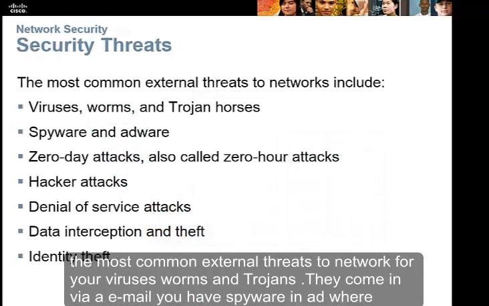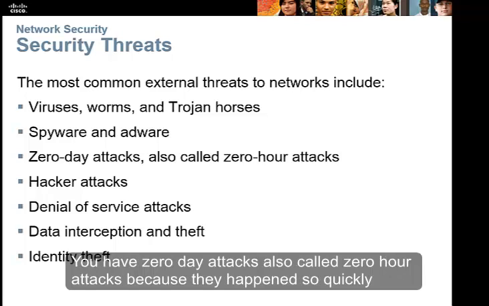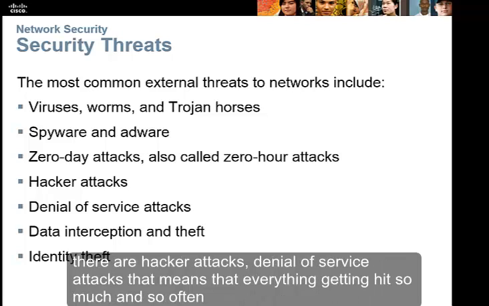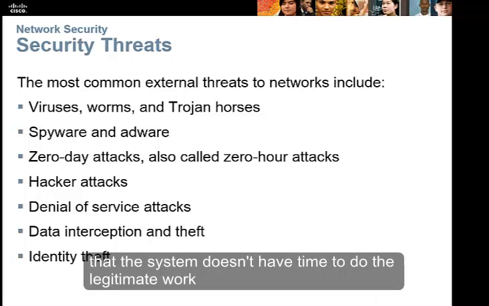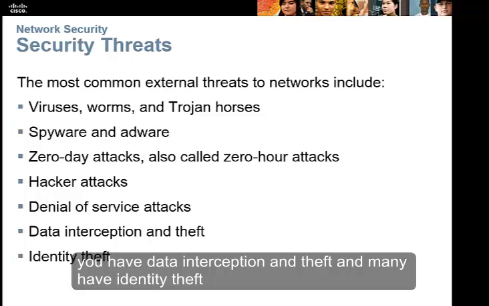The most common external threats to the network are viruses, worms, and trojans that can come in via email. You have spyware and adware. You have zero-day attacks, also called zero-hour attacks because they happen so quickly. There are hacker attacks and denial of service attacks. That means that everything's getting hit so much and so often that the system doesn't have time to do the legitimate work. You have data interception and theft, and then you have identity theft.